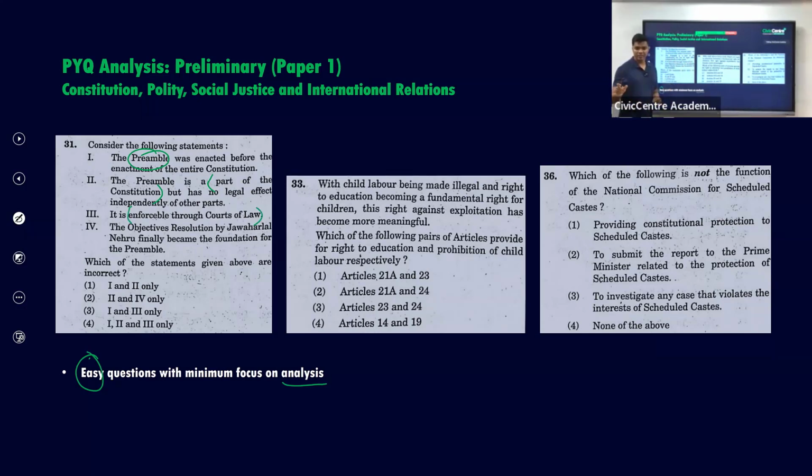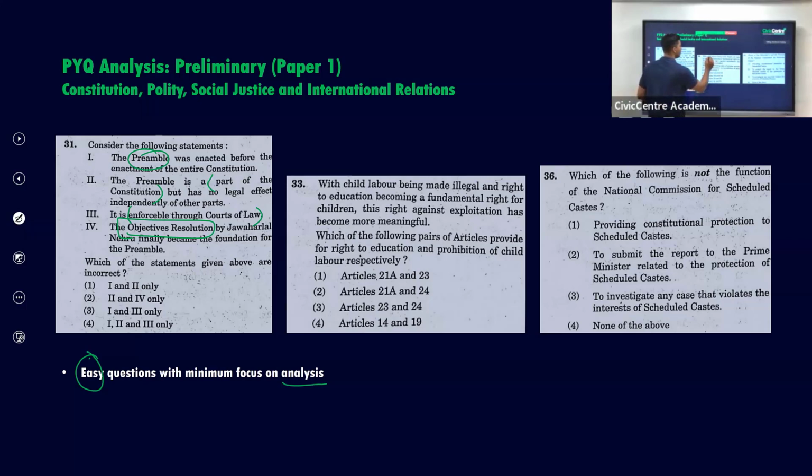What is given in the preamble? Justice. If it is given there and justice is not served, can the preamble be cited? It is mentioned there, but can it be enforced in the court of law? Fourth, the objective resolution, which was the key or foundation for the preamble. Despite being a 4-statement question, this is an easy question because most of you know all 4 statements.